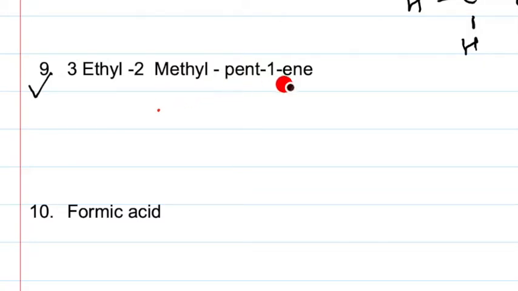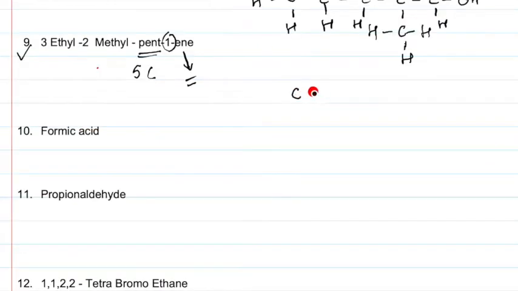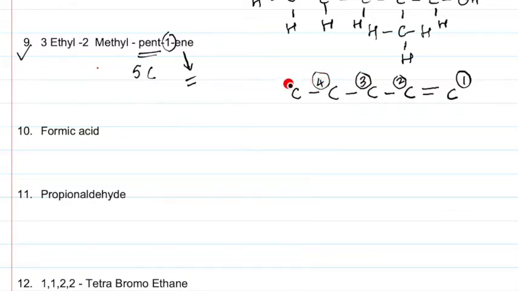3 ethyl, 2 methyl, pent, 1 ene. Now pent means there will be 5 carbons. And ene means there will be a double bond for the first carbon. So we will show C single bond C, single bond C, single bond C, single bond C. So we have 5 carbons and the first one will have a double bond. So this becomes our number 1, this becomes our number 2, this becomes our number 3, this becomes our number 4 and this is our number 5 carbon.